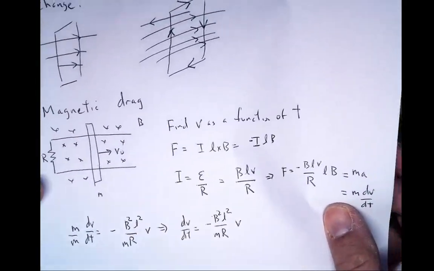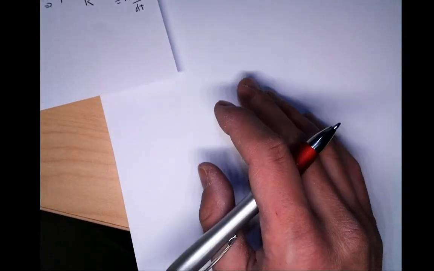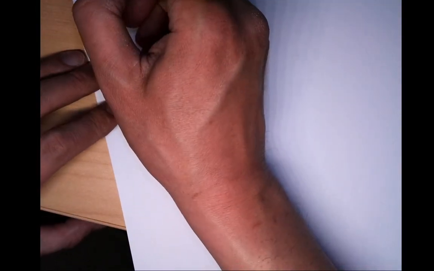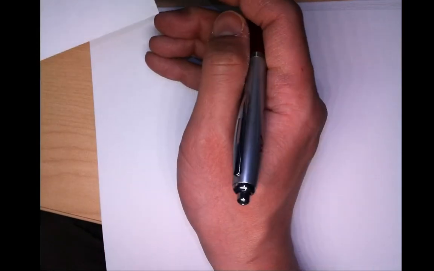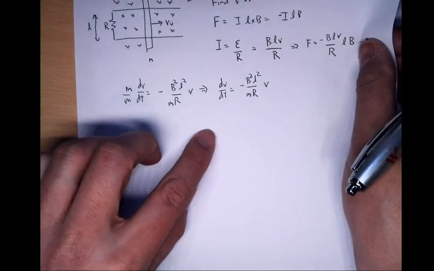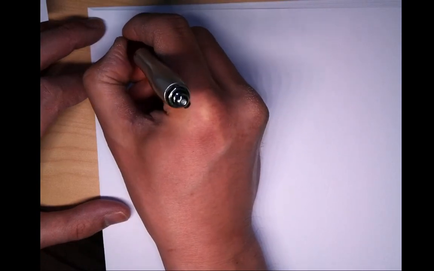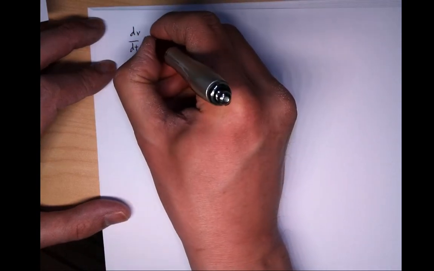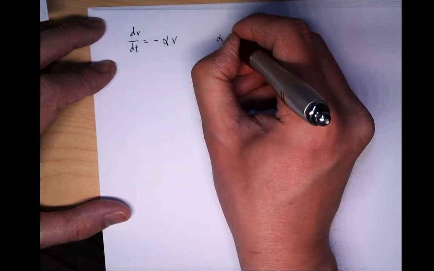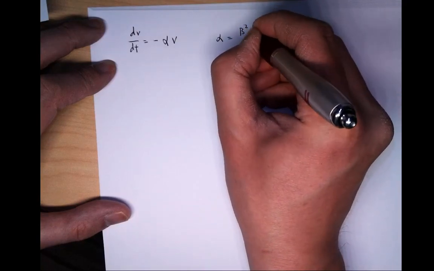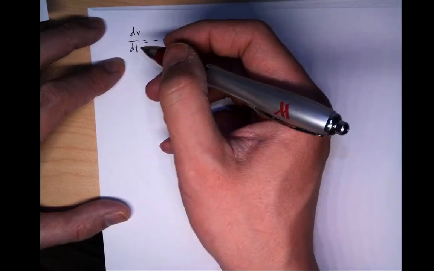In order to solve this, you have to use the trick, the guess and check trick. The form of the equation looks something like that, which means you could write it as dv dt is equal to minus alpha v, where alpha is equal to B squared L squared over mR. This alpha just makes it more generic, so you can use it for anything.